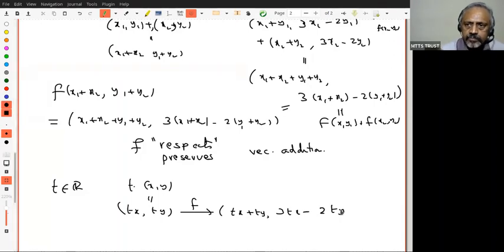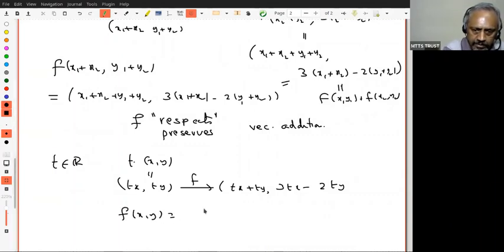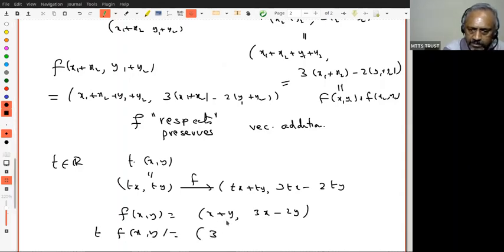Do you understand? Okay. Now what is f of (x, y)? That is (x plus y, 3x minus 2y). Therefore, t times f of (x, y) will be t times x plus t times y, and then t times (3x minus 2y).